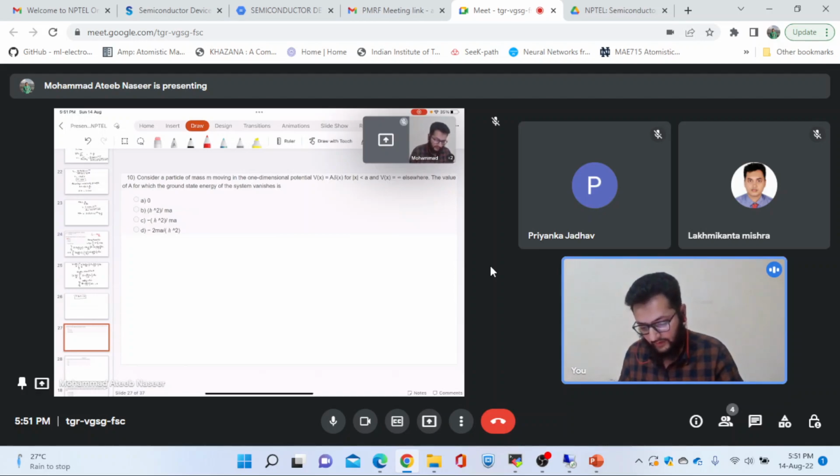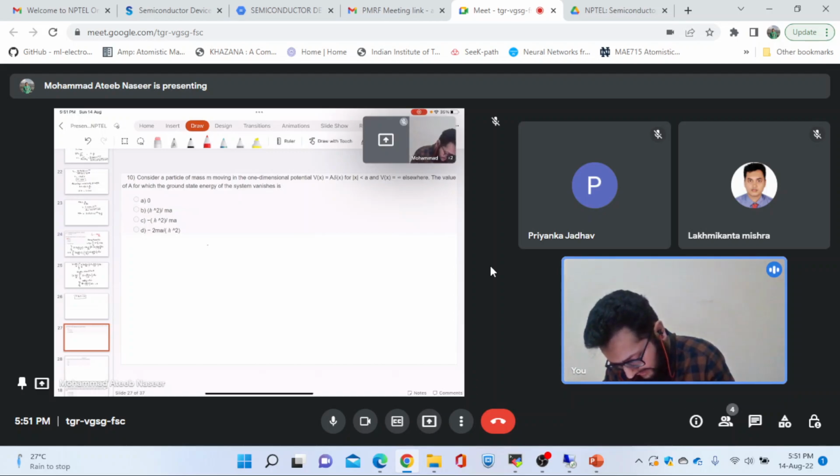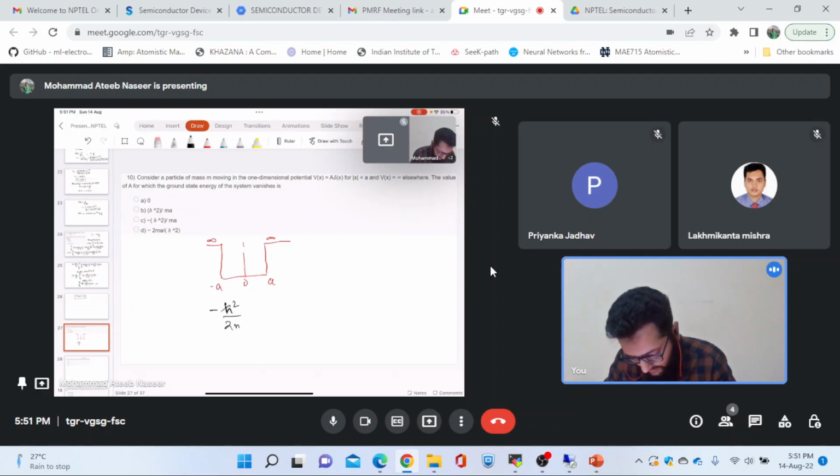We know that if we write the Schrodinger equation itself, we will use the symmetry of this potential as well. This is between a and minus a, and this is at 0. We know this is infinity elsewhere, so we will use the Schrodinger equation: minus h bar square by 2m d square psi by dx square, plus V psi equal to E psi.